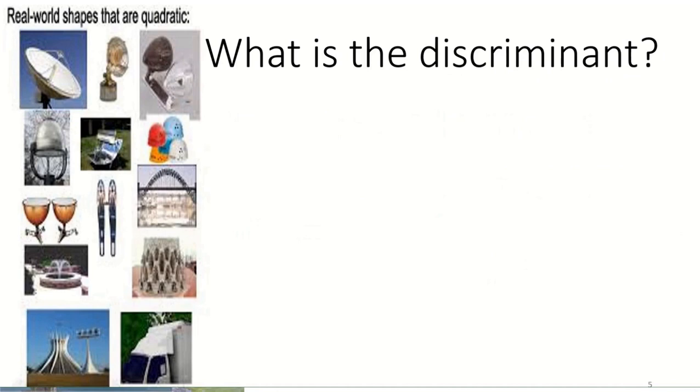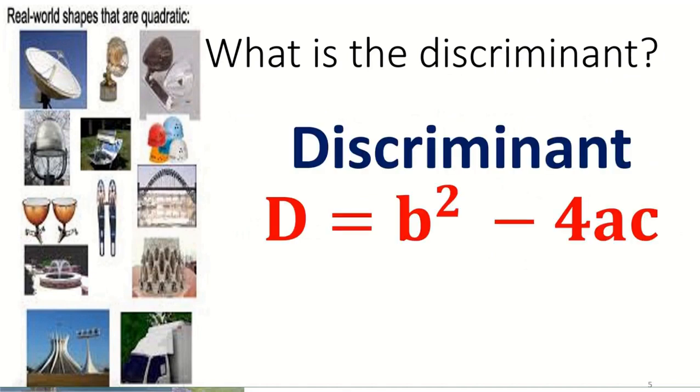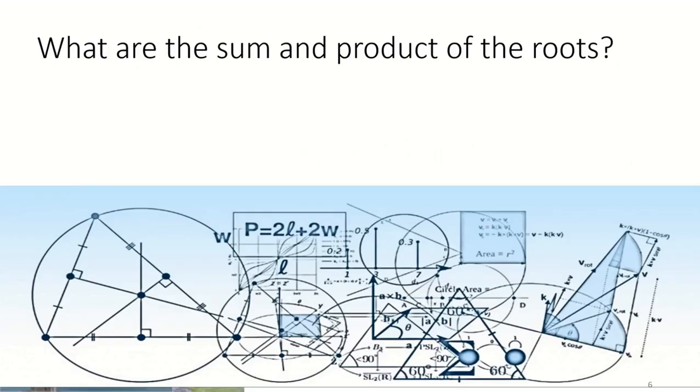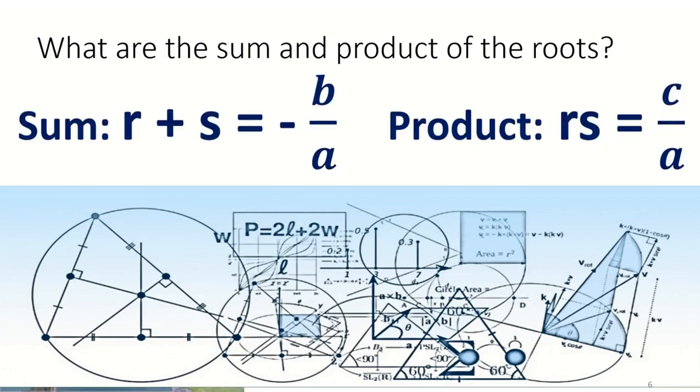Third question, what is the discriminant? Correct! Discriminant, D equals b squared minus 4ac. And my last question, what are the sum and product of the roots? May you try to answer the given question? Correct! Sum, r plus s equals negative b over a. Product, rs equals c over a.